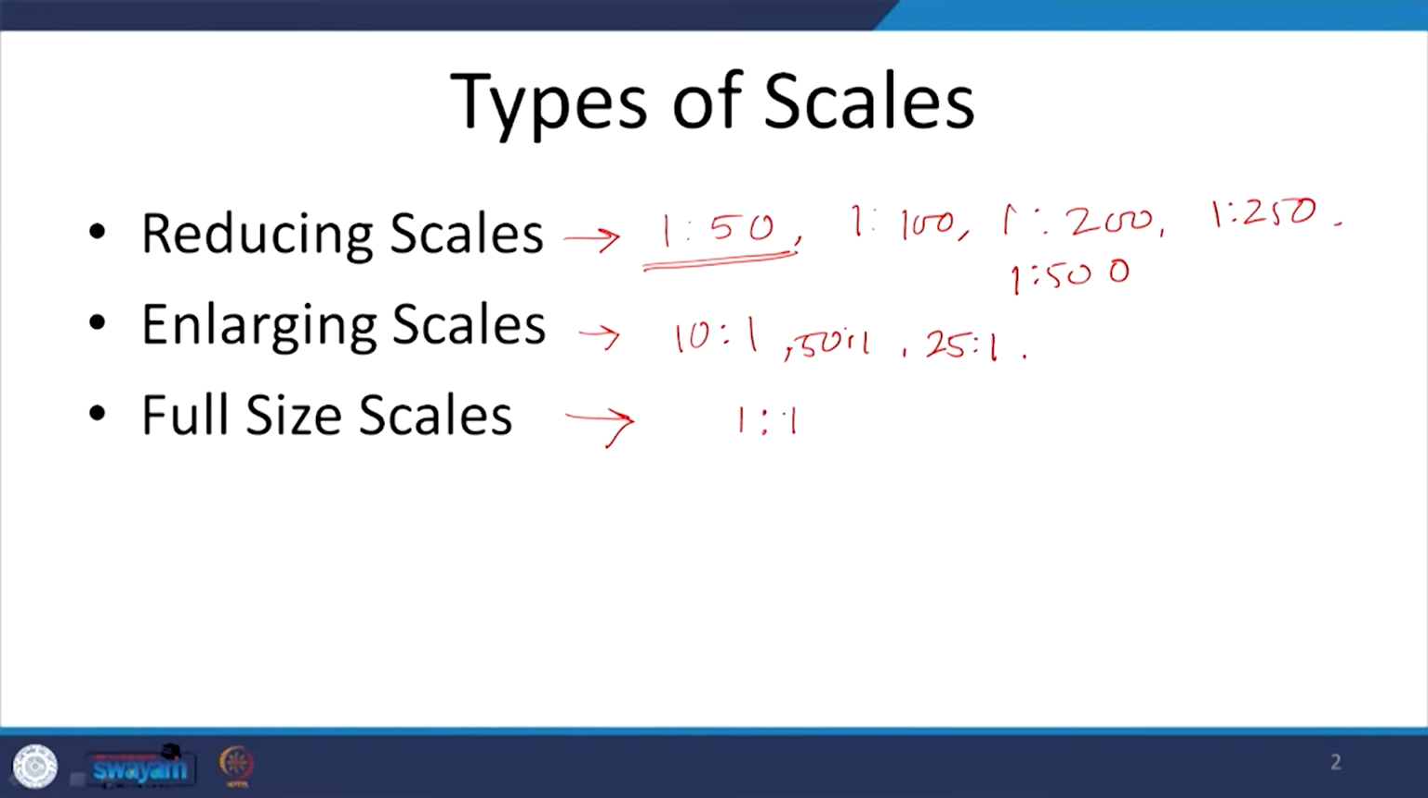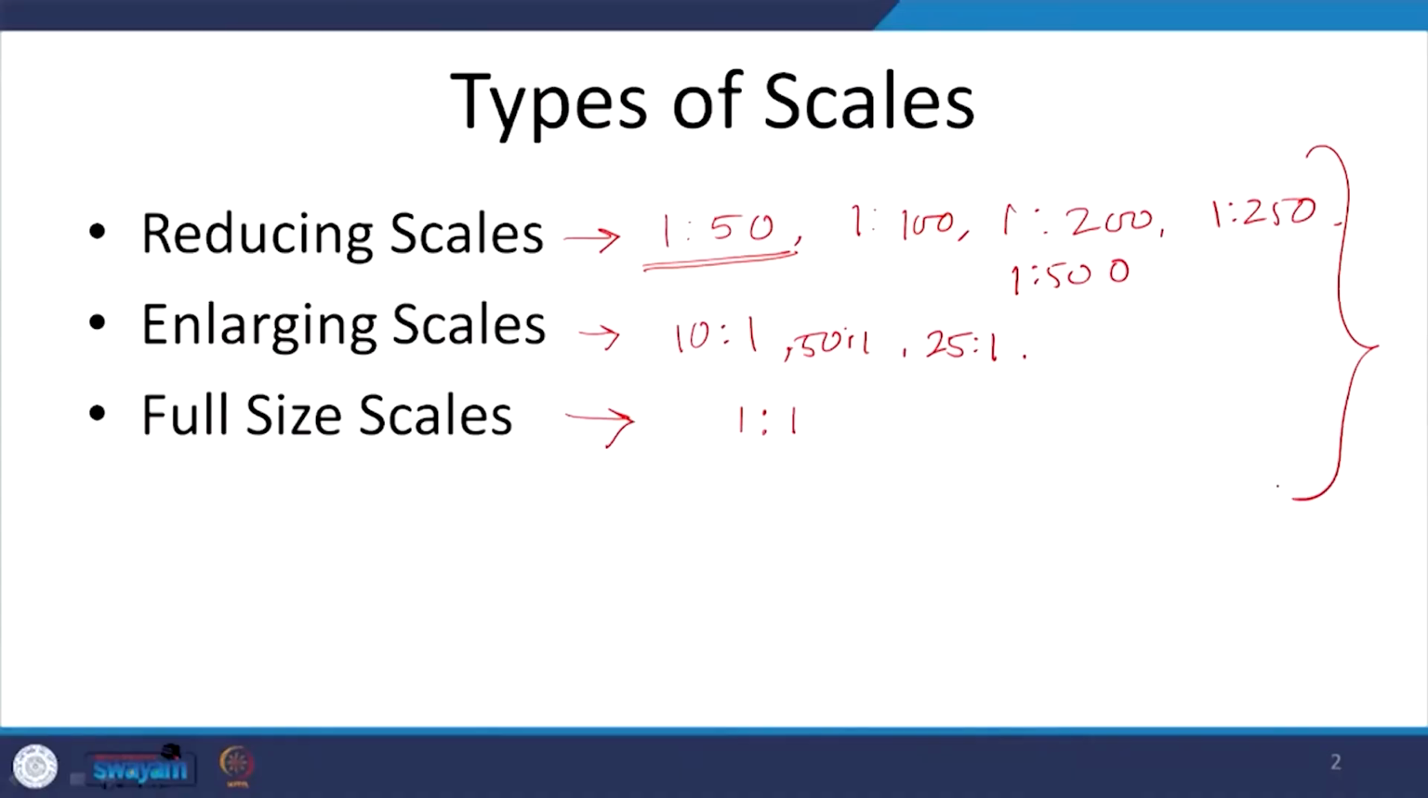So, when the real size of the object is drawn on the sheet, it is called a full size scale, 1:1. So, if it is like a 10 centimeter big object, it will be drawn exactly as 10 centimeters on the sheet. That is what the full size scale is. Now, these different types of scales could be represented on a sheet in multiple various ways. That is what we are going to learn in this lecture.